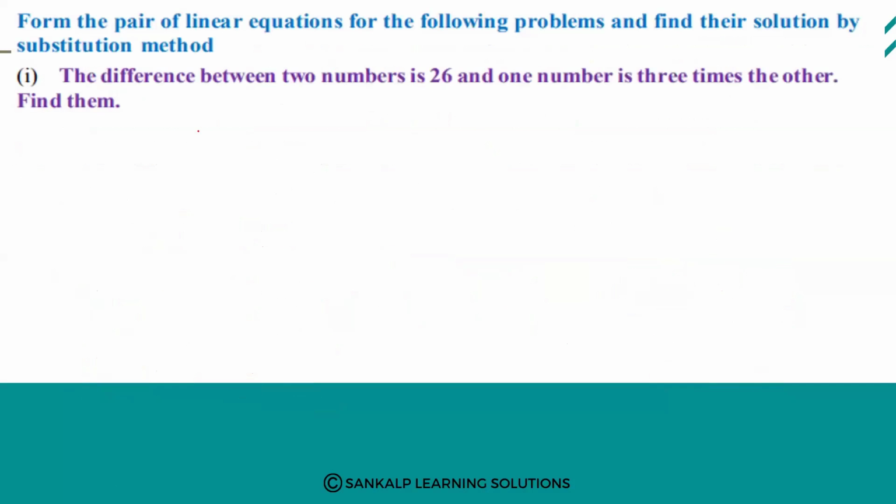Option A is right. Next, form the pair of linear equations for the following problem and find their solution by using the substitution method. Such questions will be asked for 2 marks. The difference between two numbers is 26 and one number is 3 times the other. Find them. Here two numbers are there, and the difference between them is 26.